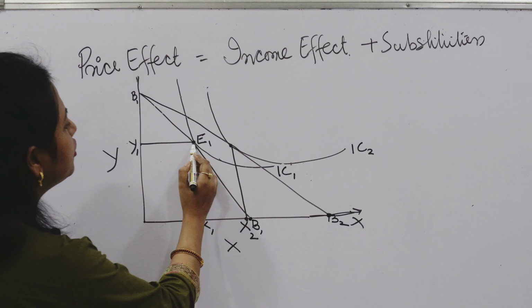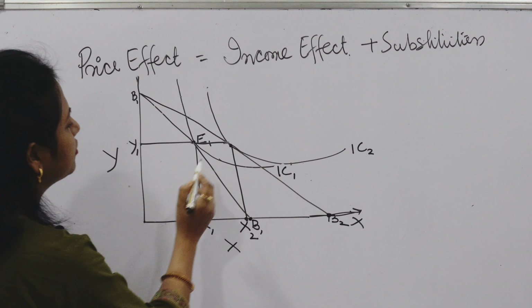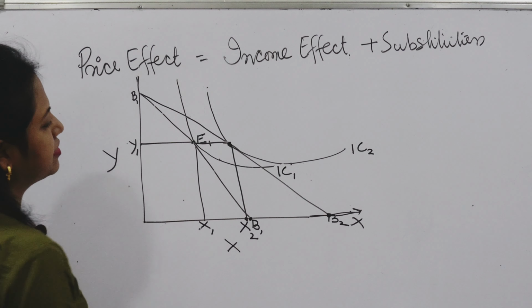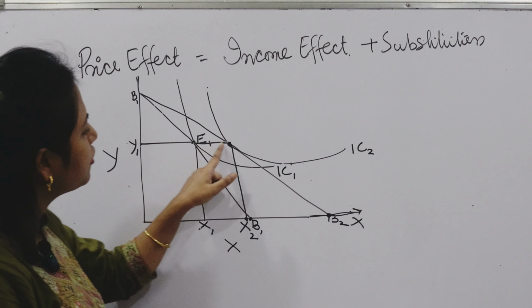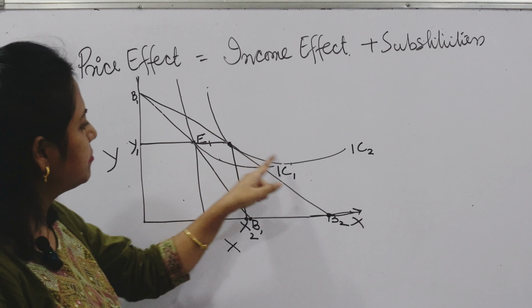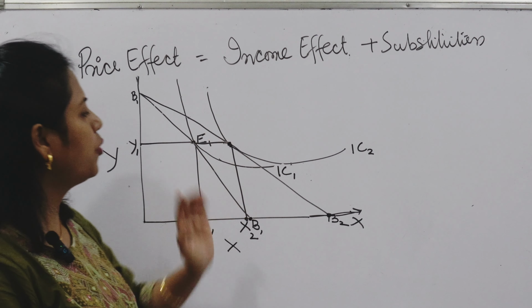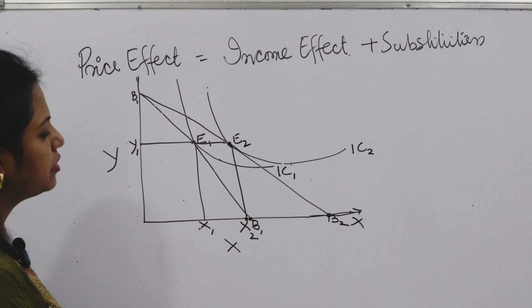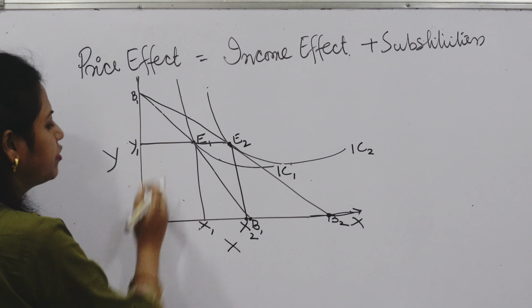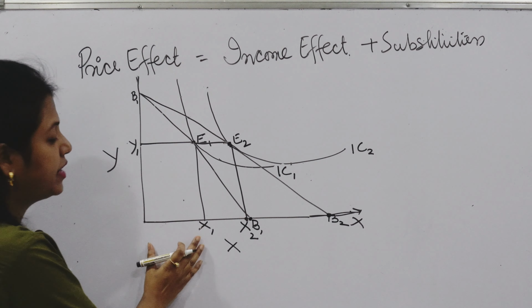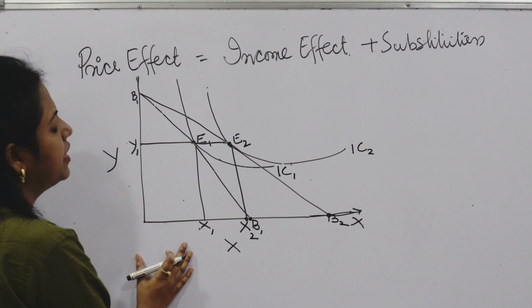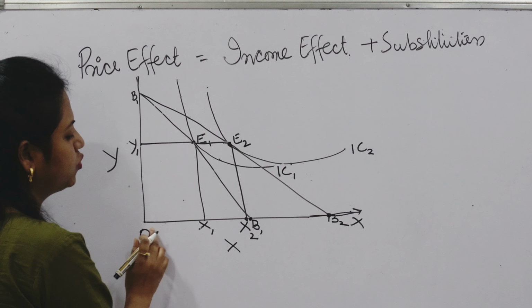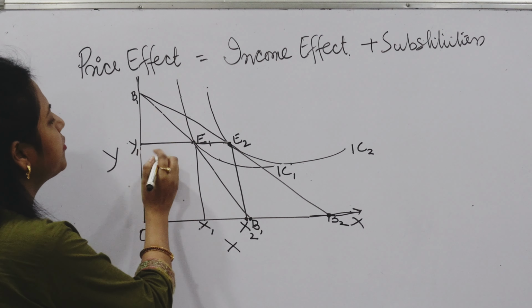Fine, but I'm not changing my consumption of Y1. My consumption of Y1 is the same. Keeping Y1 constant, I'm moving to a new point of equilibrium, E2, because this is possible, and because the price of X has decreased. As a result, my consumption is increasing from OX1 to OX2, but OY remains the same.